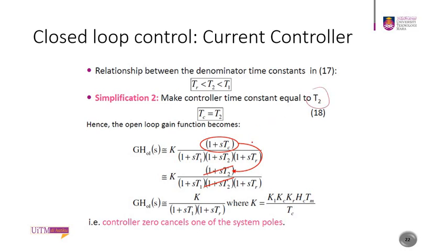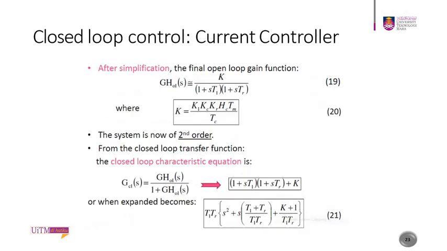Then your open loop gain function will become this. Again the controller zero cancels one of the system poles. So after simplifications, the final open loop gain function will be this, and by now the system is in the 2nd order. And from the closed loop transfer function, the closed loop characteristic equation is this, and when we expand it, it will become this.